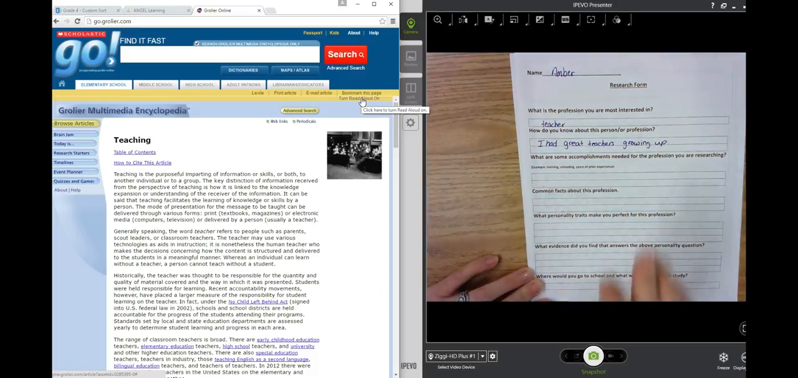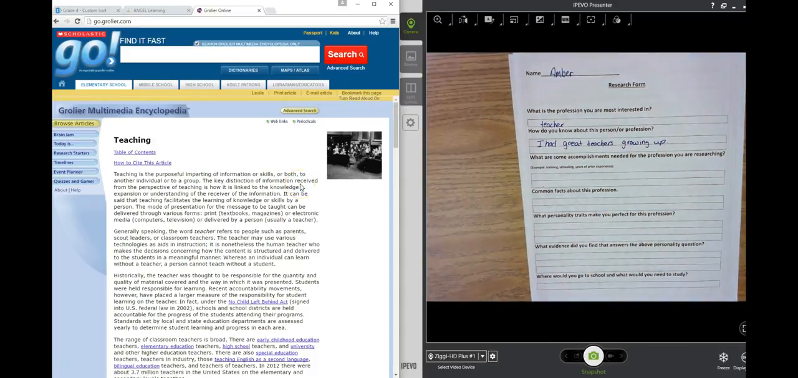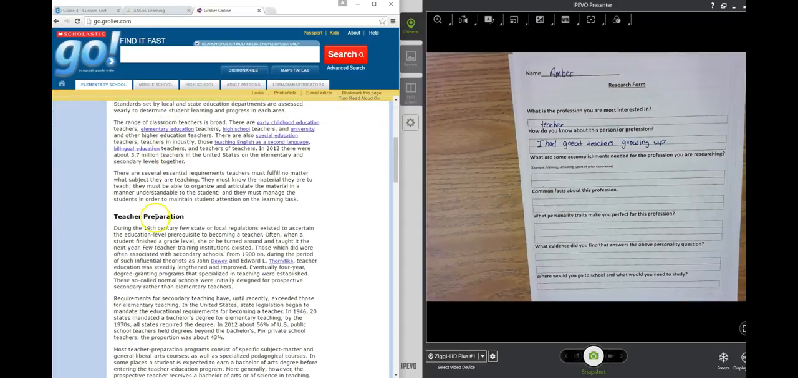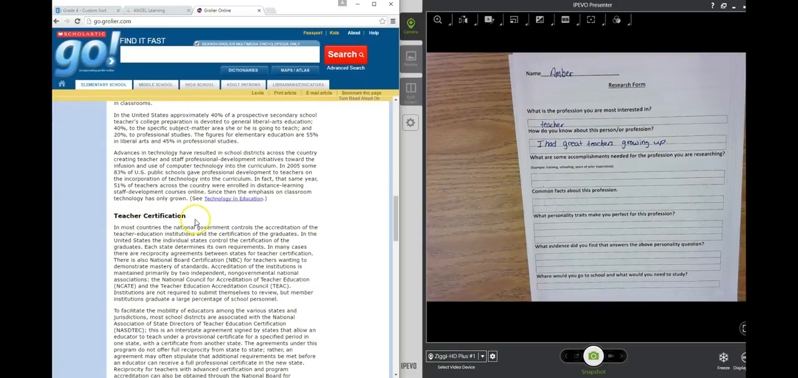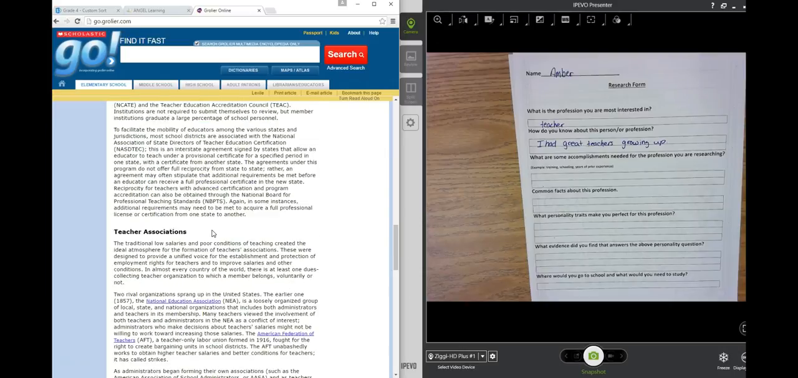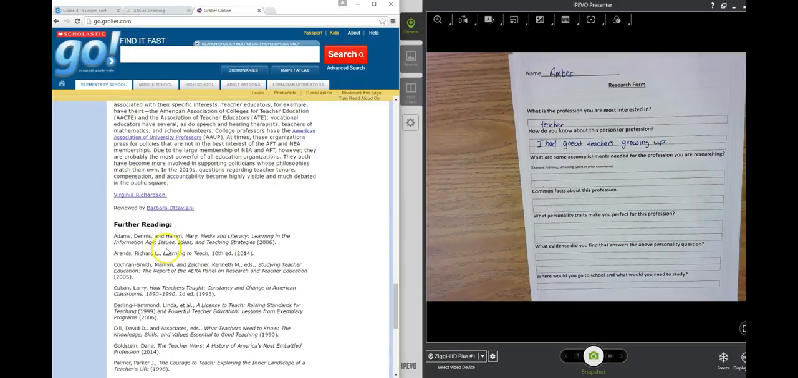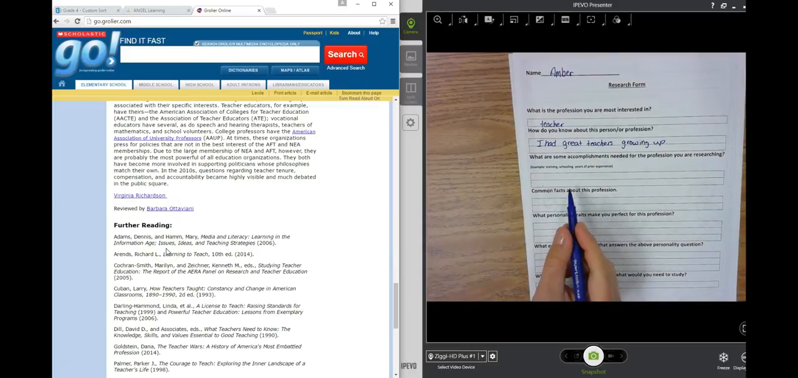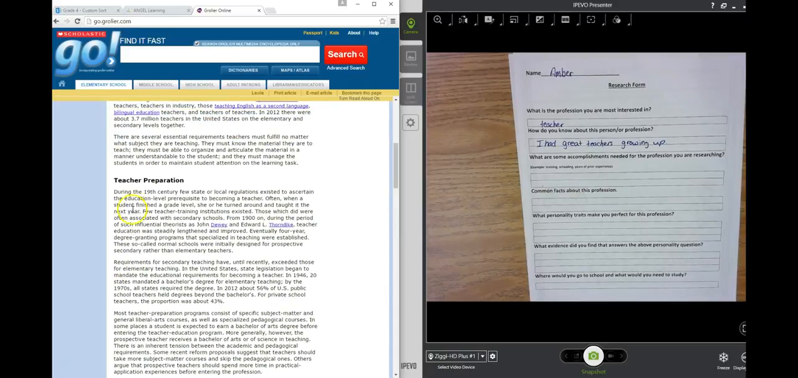What are some accomplishments needed for this profession you are researching? Well, I saw this when I was scrolling down, that's why I turned it off. These are headings. So, teaching, what does this say? Teacher preparation. Okay? Teacher certification. So, this is what a teacher would need to become a teacher. Teacher associations. So, if I want to know what accomplishments are needed, these two sections, teacher certification and teacher preparation, are probably where I need to look.